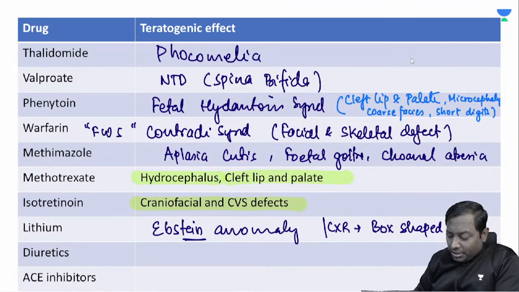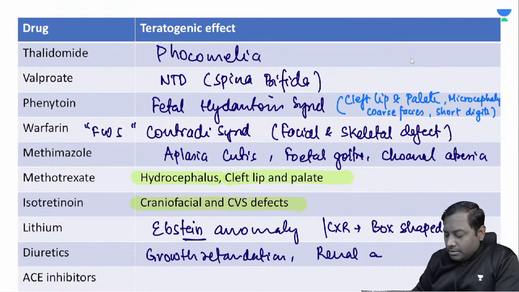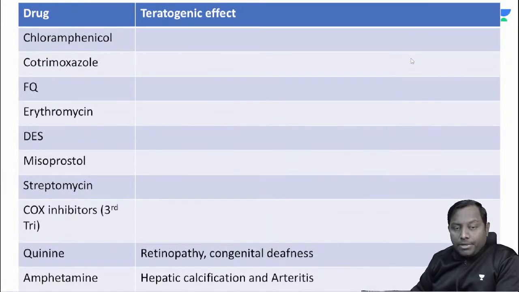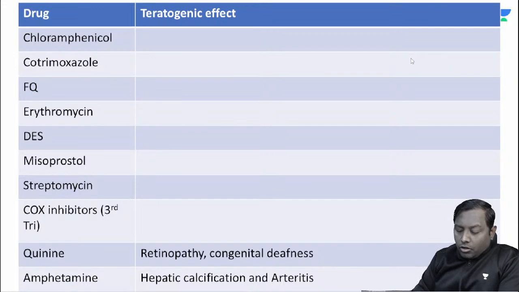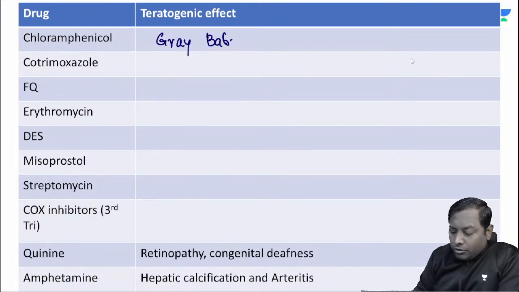Diuretics, they will be causing growth retardation. And they can also lead to renal agenesis. ACE inhibitors likewise can also lead to growth retardation. One more problem: ACE inhibitors and ARBs are always contraindicated throughout the pregnancy. Okay. Chloramphenicol will be leading to a very characteristic condition known as grey baby syndrome.